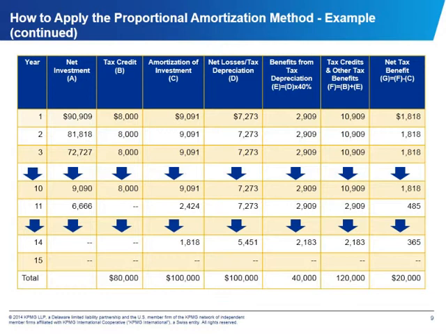and multiplying that by the total tax credits and other tax benefits recognized in that year. So for year 1, the amortization of $9,091 is calculated by taking the total tax credits and other tax benefits for year 1 in column F of $10,909 and multiplying that by the ratio of the investment of $100,000 to the total tax credits and other tax benefits to be recognized over the life of the investment of $120,000. Notice that no deferred taxes are recognized on the basis difference in the investment.